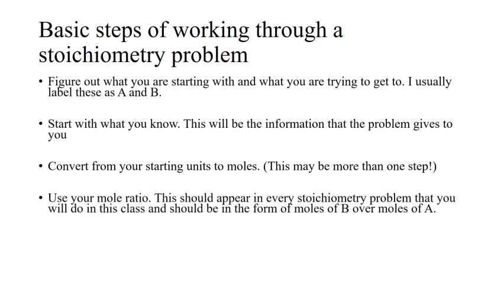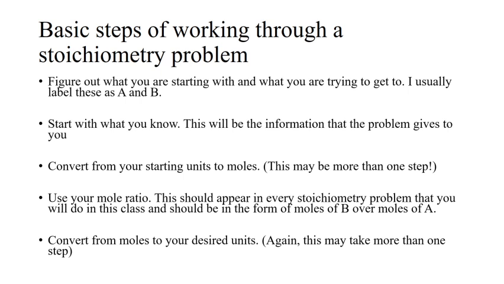Then, what comes in the middle of every stoichiometry problem ever? You use your mole ratio. This should appear, as I said, in every stoichiometry problem that you will do in this class, or really any other chemistry class, and should be in the form of moles of B over moles of A, or what you are going to over what you started with. And then the final step, convert from moles to your desired units. Again, may take more than one step. And that's it. That's stoichiometry right there.